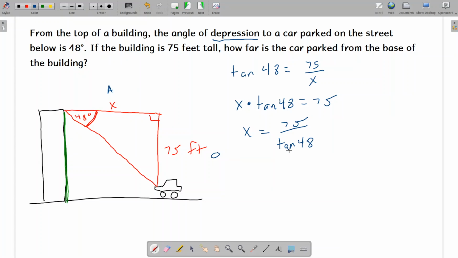And then we find that that missing measurement is 67.5. So that means that the car is 67.5 feet away from the base of that building.